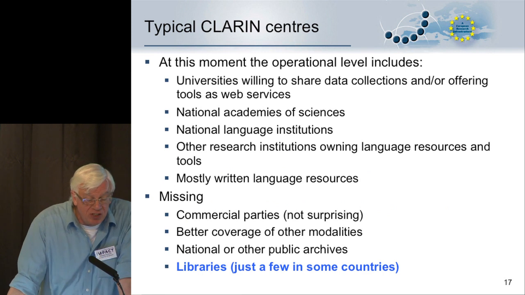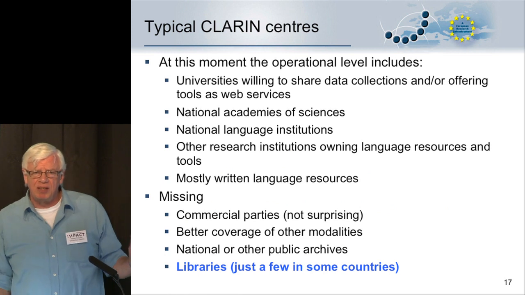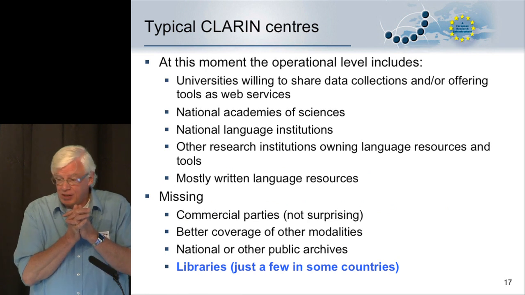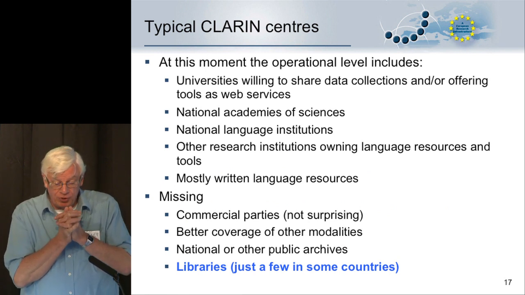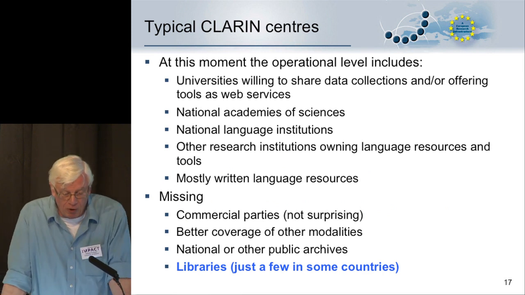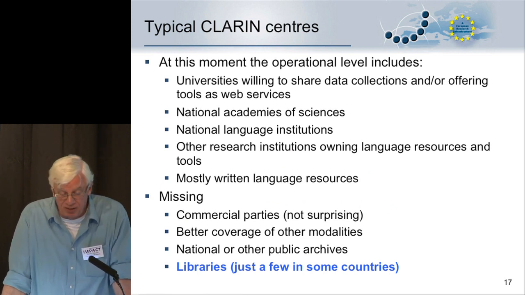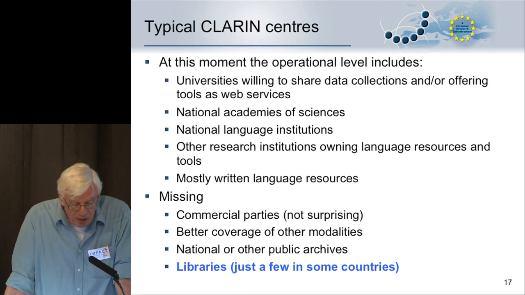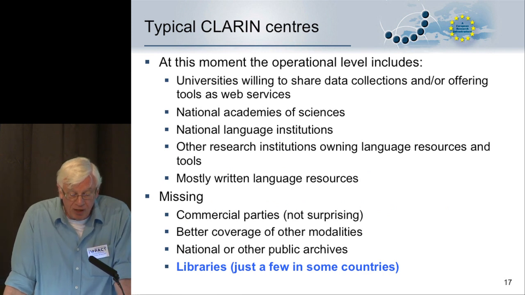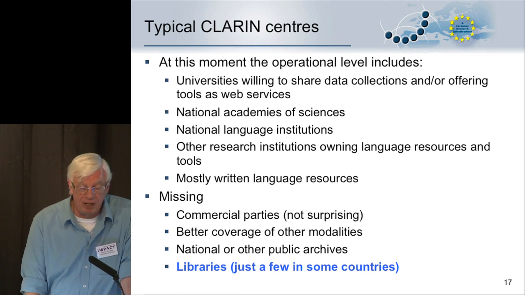And so what's missing, first of all, in this whole game, are commercial parties, which is not surprising given the target audience and the way we are going to set up Clarion as an ERIC. But I do think there's room for commercial players, but that's something we have to figure out once we are up and running, because it's a bit complex. We want to have better coverage of other modalities than just written text. We want to have national or other public archives involved, and we want to have far more libraries, because at this moment we have just a handful of libraries that are actively involved in a few countries.